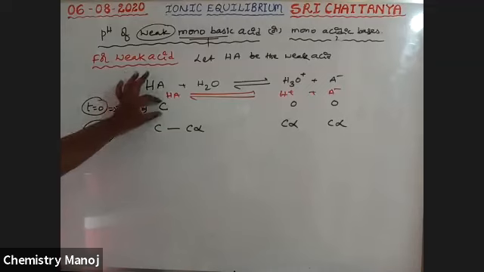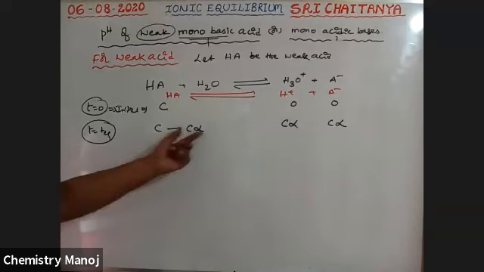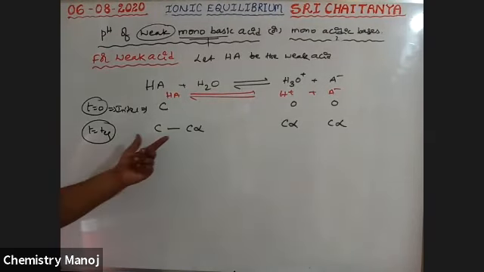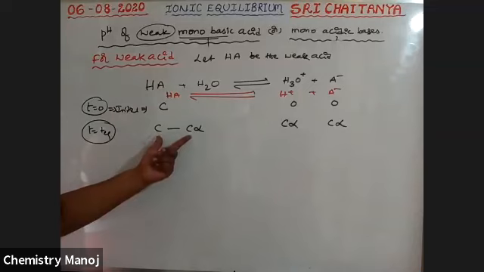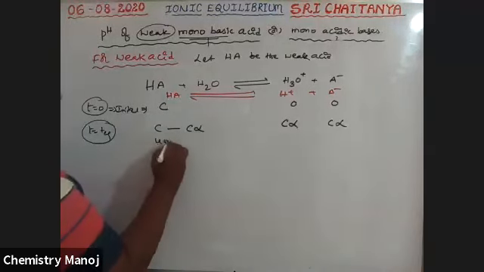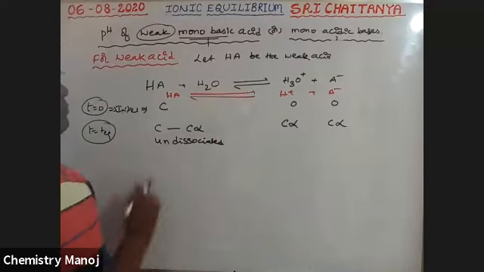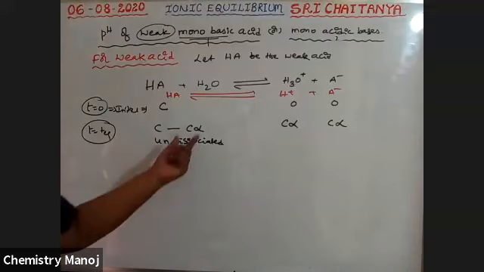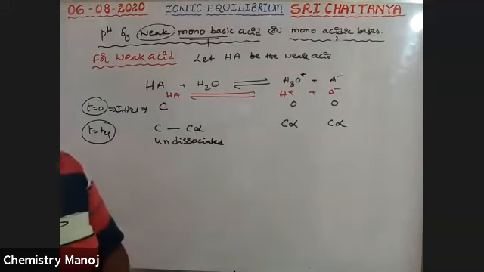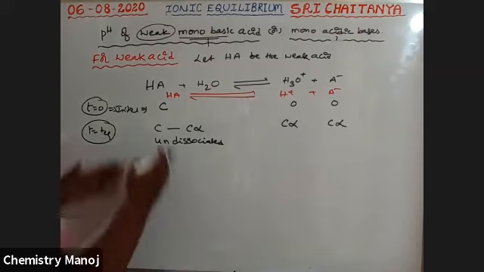So see boys, C is the initial concentration. From this, C alpha is dissociated. Therefore, remaining HA is C minus C alpha, which is undissociated. C alpha is the dissociated part. Okay, so now there is an equilibrium.